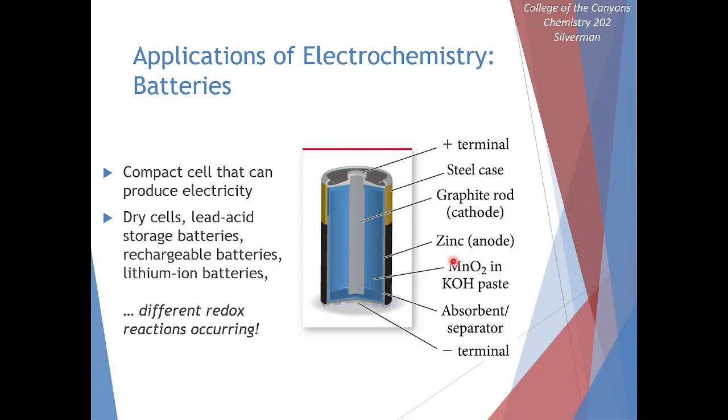which implies that our zinc is being oxidized, probably turning into zinc 2+. At our cathode, we have a graphite rod. Graphite here is going to be inert and conductive, and the species that is actually being reduced will be this manganese 4 oxide.